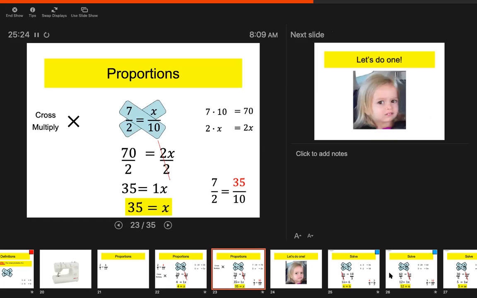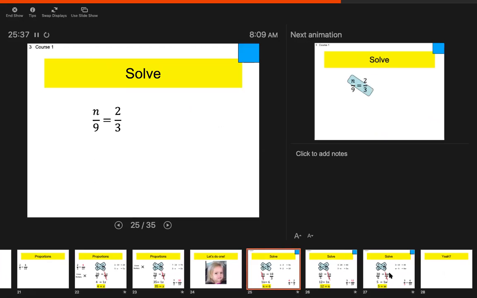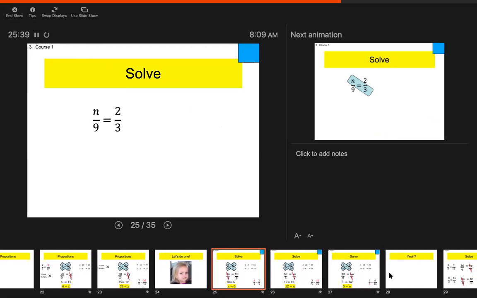So here we go. And by the way, what we're really saying here when x equals 35 is what makes that proportion true. 7 times 10 is the same as 2 times 35. All right, let's do one. Here we go. Box 3. Cross products in a proportion are equal. So we do the cross products.